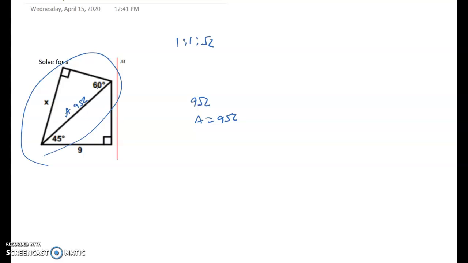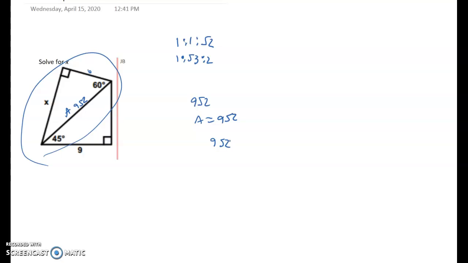And because of that, we use the ratio 1 to root 3 to 2. So meaning if we find this leg right here, then we will be able to find this leg or this leg. But since we do not have that leg and we only have the hypotenuse, we have to kind of work backwards. So we have the hypotenuse, which is 9 root 2.